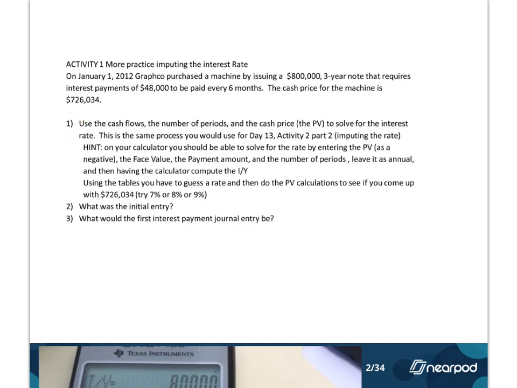And item number 1, I wanted you to take a few minutes and see if you could figure out the interest rate, because it's not given in this problem. So there's a couple of ways you could do this. You could use your calculator, and I go through and give you the steps for using your calculator, which are right here in this video.